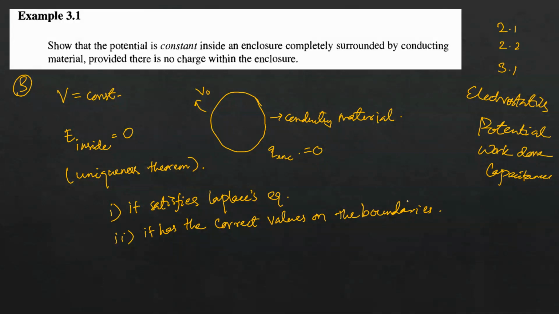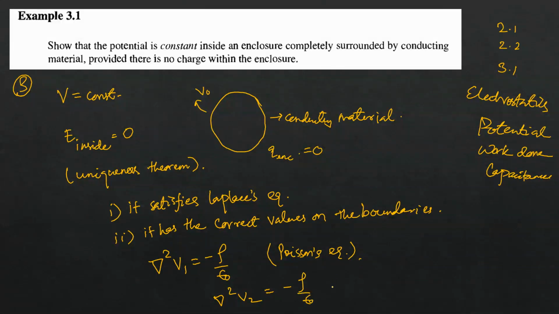For example, we will take two potentials here. Del square V1 is equal to minus rho by epsilon naught. This is which equation? Poisson's equation. Del square V2, in another region, will also be minus rho by epsilon naught. So what is the difference? Let V3 be V1 minus V2. It satisfies the Laplace equation.